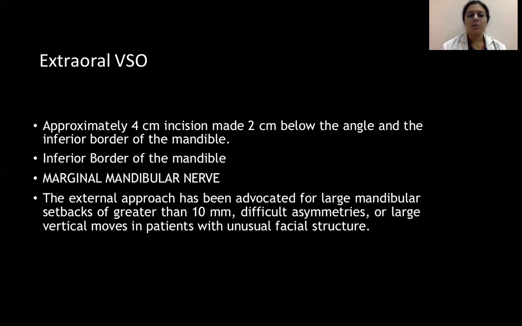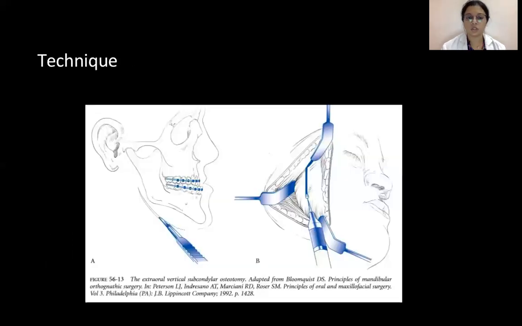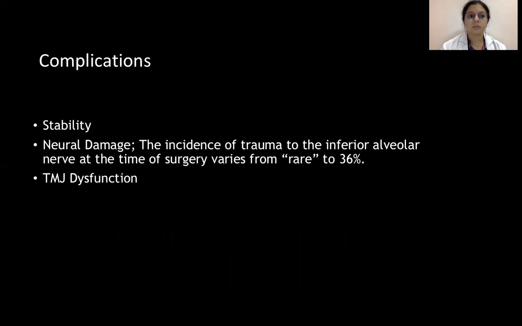Extraoral VSO. An approximately 4 centimeter incision is made 2 centimeters below the angle and the inferior border of the mandible. You have to pay attention to the marginal mandibular nerve. The external approach has been advocated for large mandibular setbacks of greater than 10 mm, difficult asymmetries, or large vertical moves in patients with unusual facial structure. So, this is a pictorial representation.